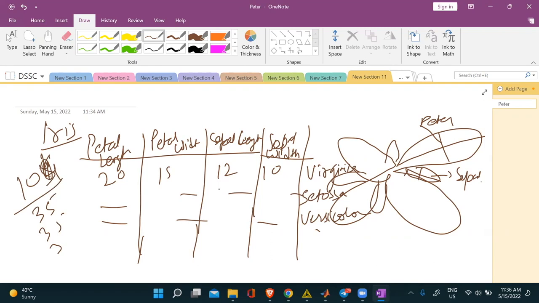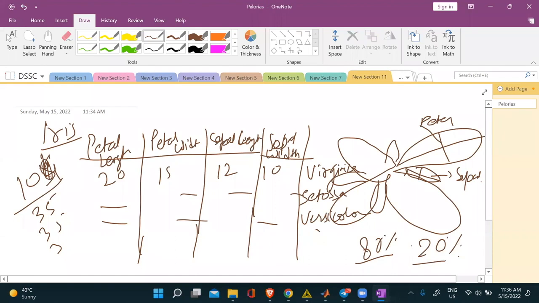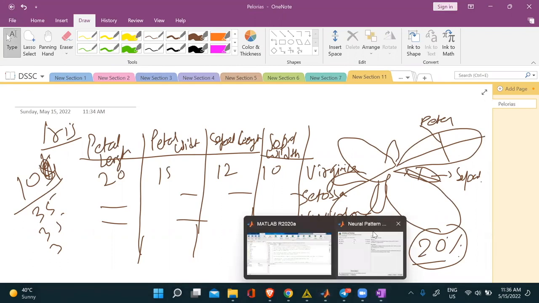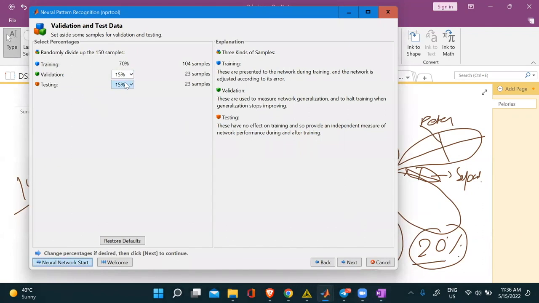What we will do in this problem, again, 80% of the data will be used for training, and 20% of the data set will be used for testing. And with this 80%, if the model is accurate, we will test whether this model is able to predict the category of the flower correctly or not. For validation, say 5%, and testing 15%. Forget about this validation right now.